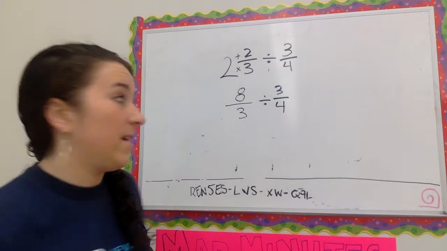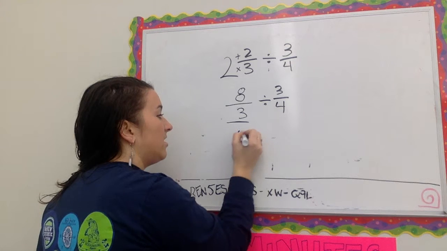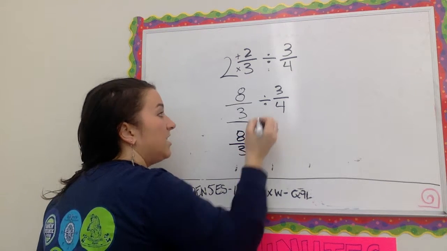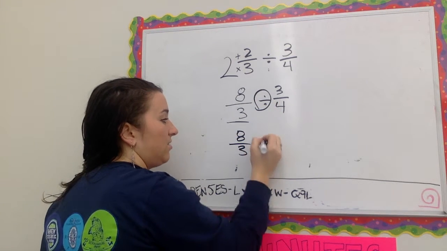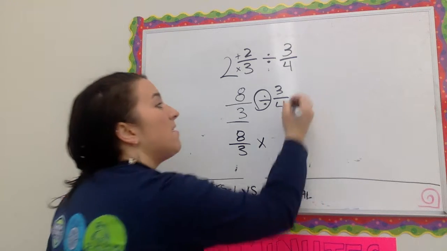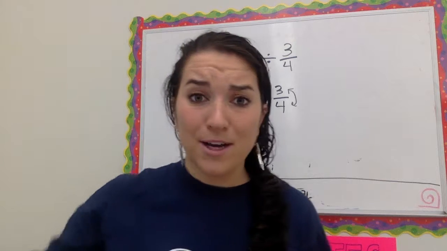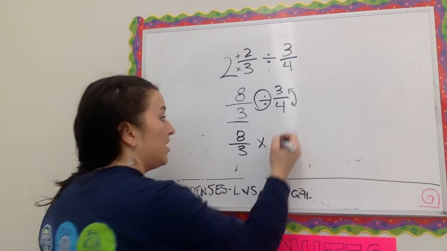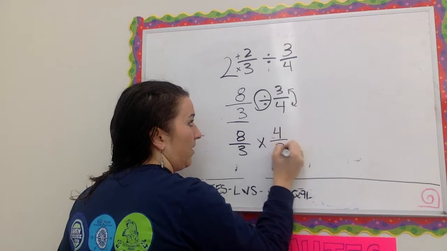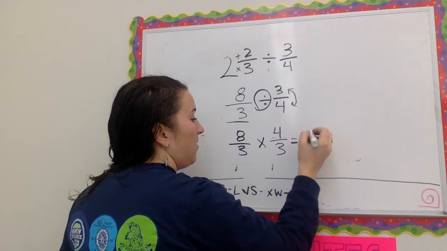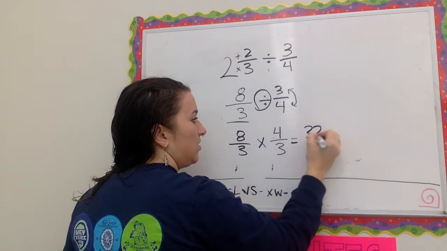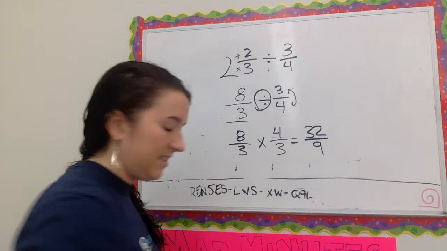Then keep, change, flip. So keep this first fraction, so I'll just rewrite it. Change our division sign to multiplication, and then flip this last fraction. So our denominator becomes our numerator and vice versa. So I'll have 4 over 3. And I'll end up with 32 over 9.